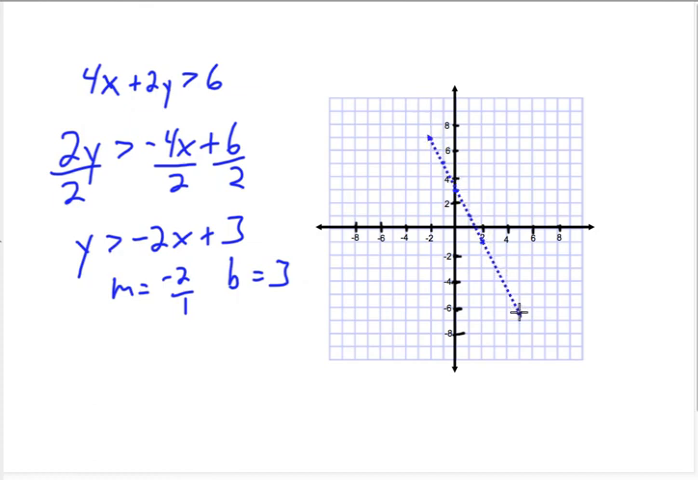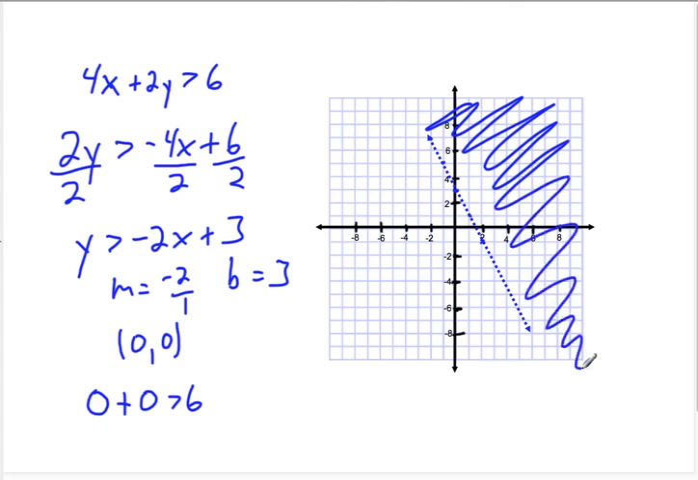Something like this. Now we have to determine where to shade. We can try a point, 0, 0, if we want. And we can just use that in the original inequality. So 0 plus 0 is greater than 6. Is that true? No. So this side is not true, meaning this side is true. Okay?